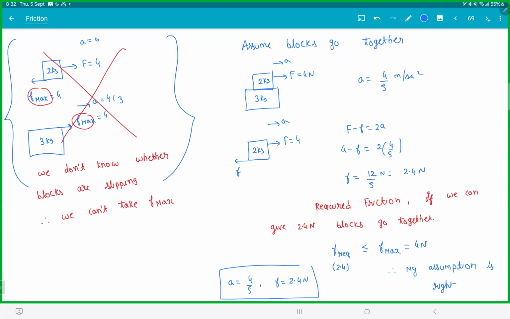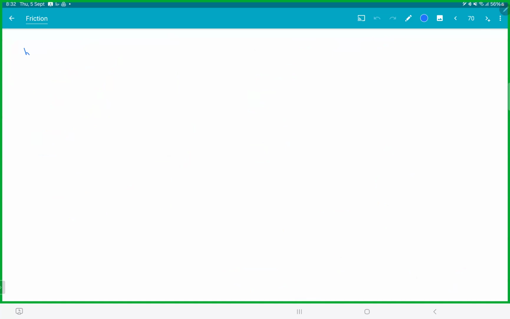Let me show you the second one. Now let's take the 20 newtons and see what happens. The second part, 2 kg, 3 kg, and when you're applying 20, again, maybe you're getting a feeling it will slip, but don't. Because once you start doing that, you'll do it for every problem. You'll get trapped somewhere. Since we don't know what is happening, assume both are going together. This is the basis, later on we'll do it for 3 blocks also. This is the idea every time.